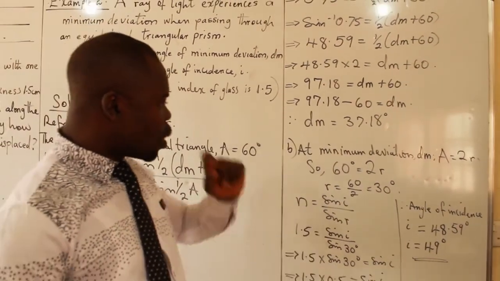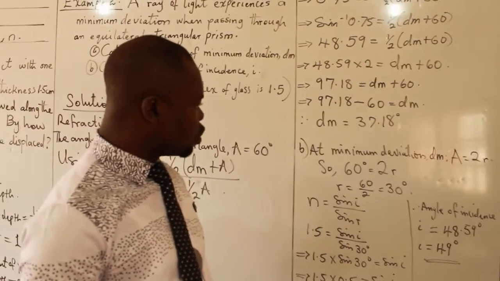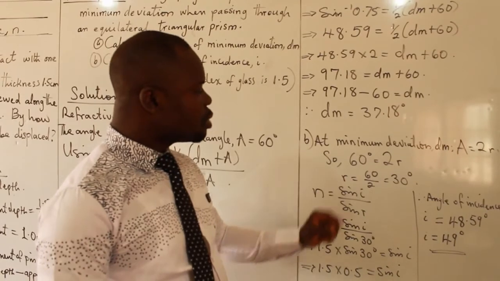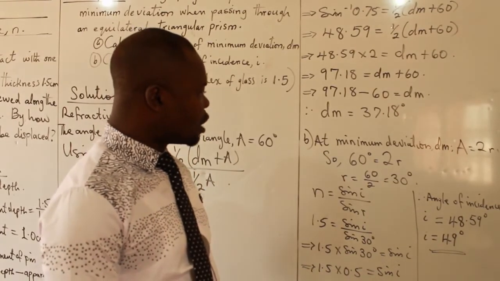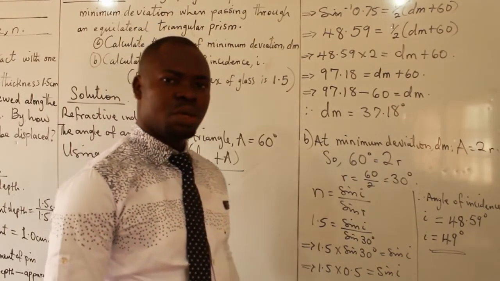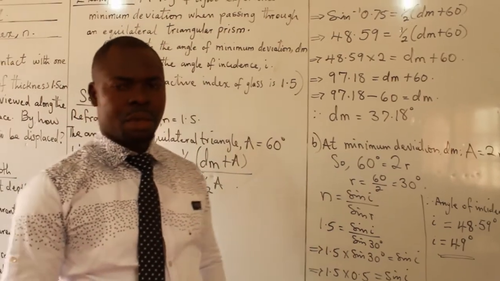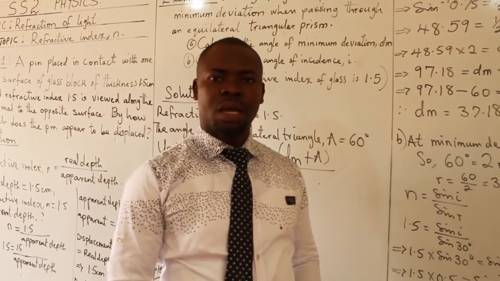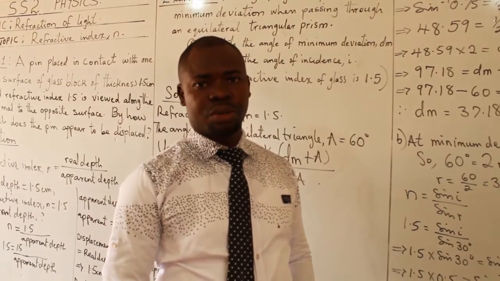So like I said, where you are expected to take note is that at minimum deviation, the angle of an equilateral triangle equals 2r. Alright, we go further to check some assignments that will be given to you.